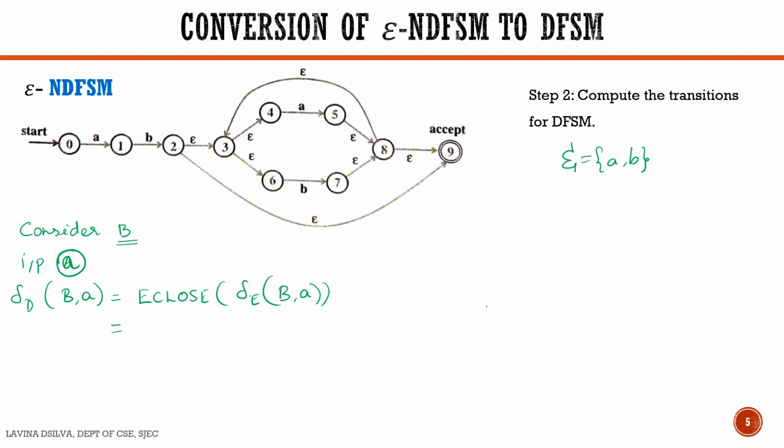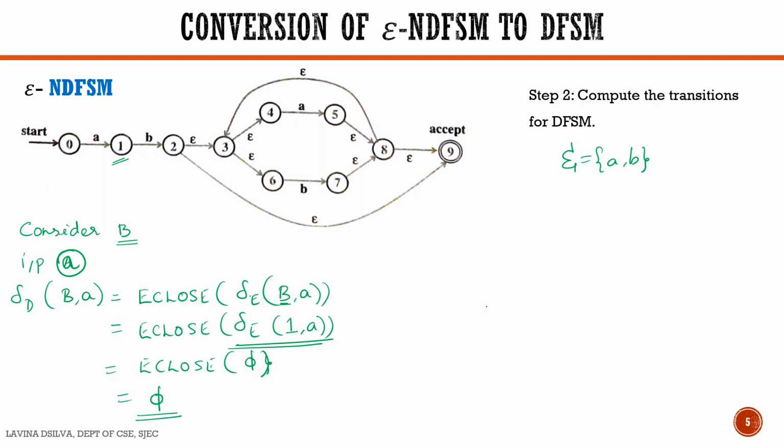We rewrite, what is state B? It is state 1. Therefore, E closure of delta E 1 comma A. Do we have any epsilon NFSM transition on 1 for A? No. Therefore, that would be E closure of phi. That is phi itself. Next we consider input B.